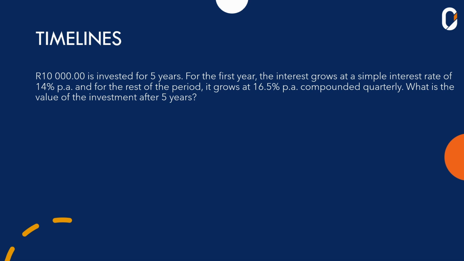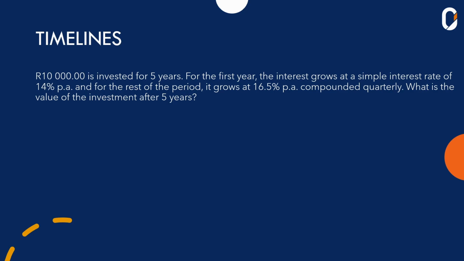Now let's take a look at an example. 10,000 Rand is invested for 5 years. For the first year, the interest grows at a simple interest rate of 14% per annum, and for the rest of the period, it grows at 16.5% per annum, compounded quarterly. What is the value of the investment after 5 years?